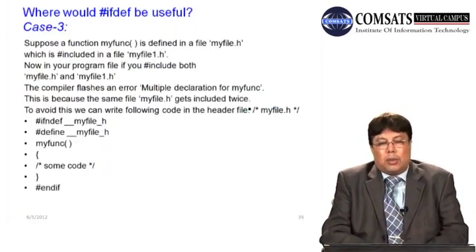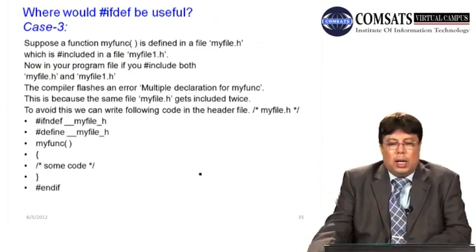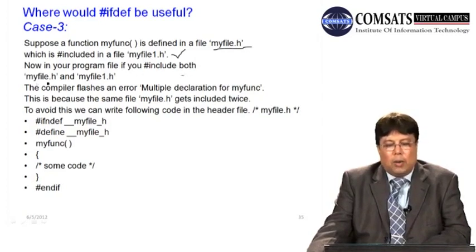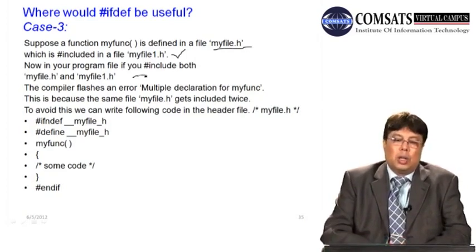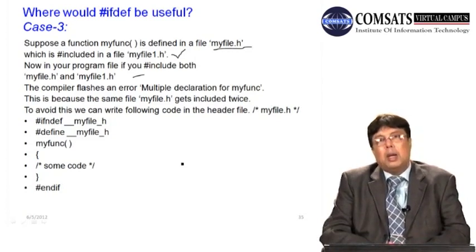Okay, case number 3. Suppose a function my function is defined in a file myfile.h. आपने ये function define किया, which is included in the file myfile1.h. इसके जरिए आपने इसको include कर दिया. Now in your program file, if you include both myfile.h and myfile1.h, what will happen? There will be a duplication of function. और जब आप उसको कंपाइल करेंगे तो कंपाइलर will flash an error message, multiple declaration of my function.c. So that is a problem.